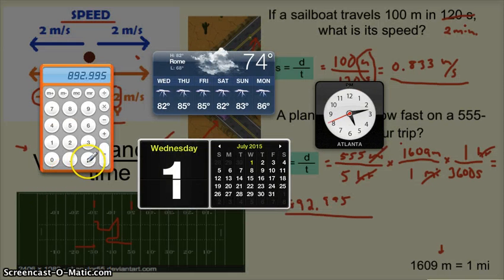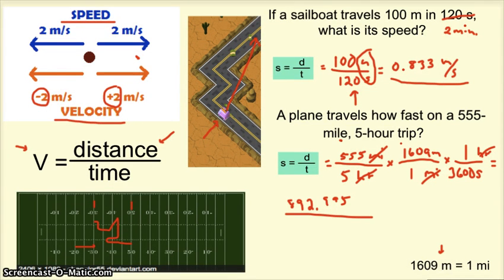I will try. So we have 5 times 1, which I'm not going to put because it's still 5. 5 times 3,600 equals 18,000, so it's 892,995 over 18,000. And that would be meters per second. I'm looking down at my timer here, and I only have about 17 seconds left, but all you would do is punch in the calculator 892,995 divided by 18,000, and that's what you'll get in meters per second.